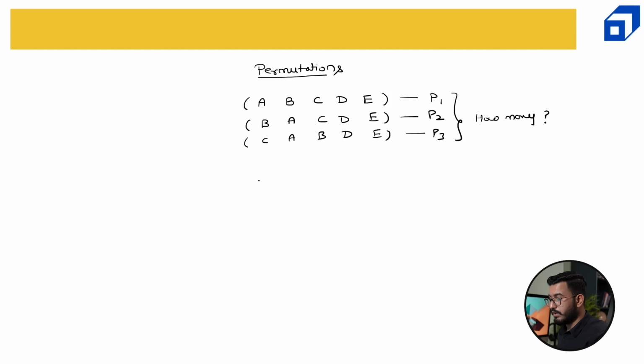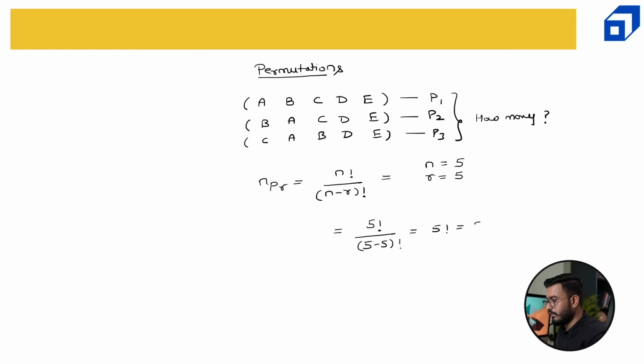So for this we have a formula nPr, which is n factorial upon (n minus r) factorial. So here n is the number of objects, which is 5, and r is the number of places, which is again 5 in this case. So 5 factorial divided by (5 minus 5) factorial. This will give me 5 factorial, which is 5 into 4 into 3 into 2 into 1, which is 120. So there are 120 possible ways in which you can arrange these books in your bookshelf. Now that is what permutation is.